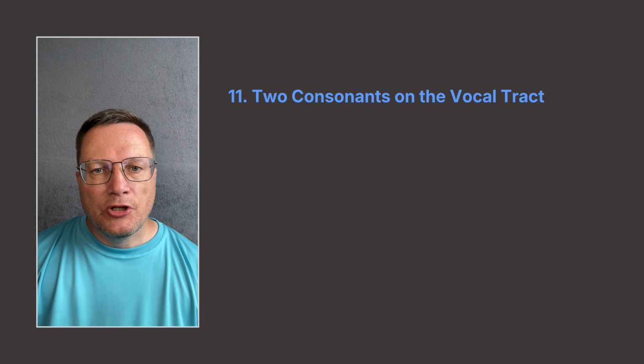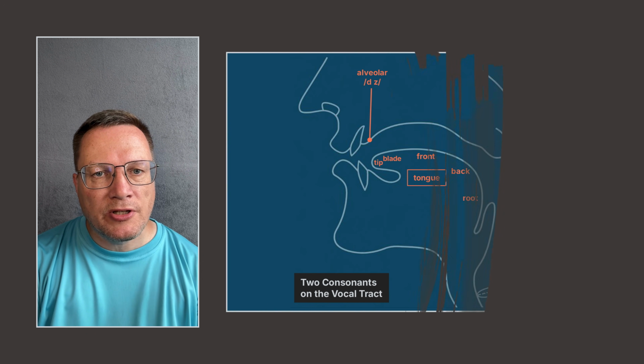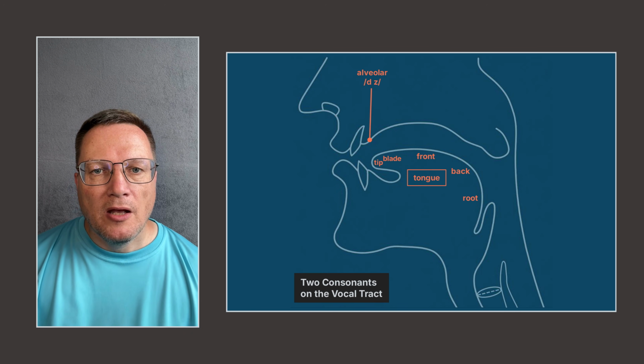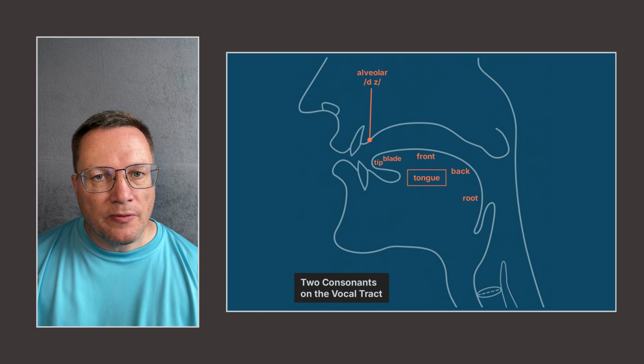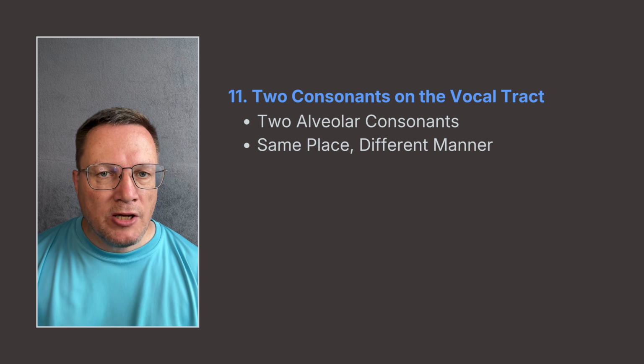11. Two consonants on the vocal tract. This diagram brings together the 2 ways of classifying consonants: place and manner of articulation. The initial sounds of date and zone are both alveolar because they are produced with the tongue at the alveolar ridge. However, they differ in their manner of articulation.